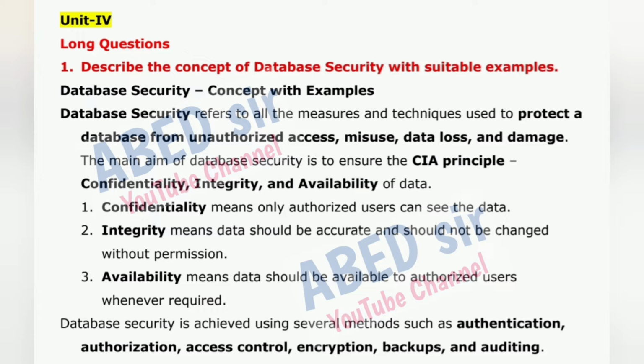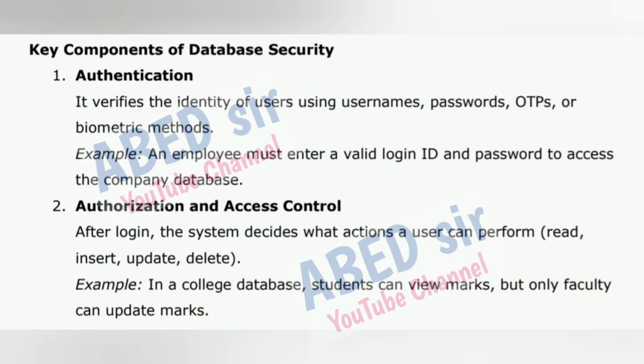1. Confidentiality means only authorized users can see the data. 2. Integrity means data should be accurate and should not be changed without permission. 3. Availability means data should be available to authorized users whenever required. Database security is achieved using several methods such as authentication, authorization, access control, encryption, backups, and auditing. Key components of database security.